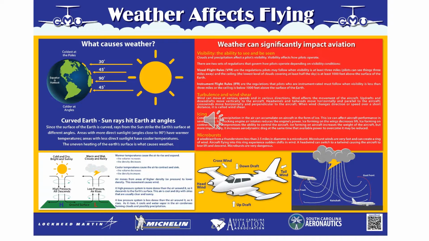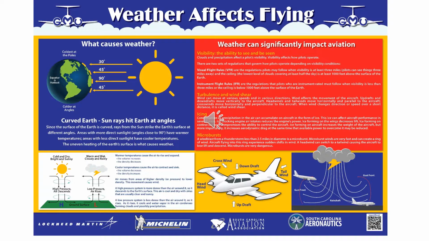Turbulence and wind shear. Wind can move at various speeds and in various directions. Wind affects the movement of the aircraft. Updrafts and downdrafts move vertically to the aircraft. Headwinds and tailwinds move horizontally and parallel to the aircraft. Crosswinds move horizontally and perpendicular to the aircraft. When wind changes direction or speed over a short distance, it is called wind shear.